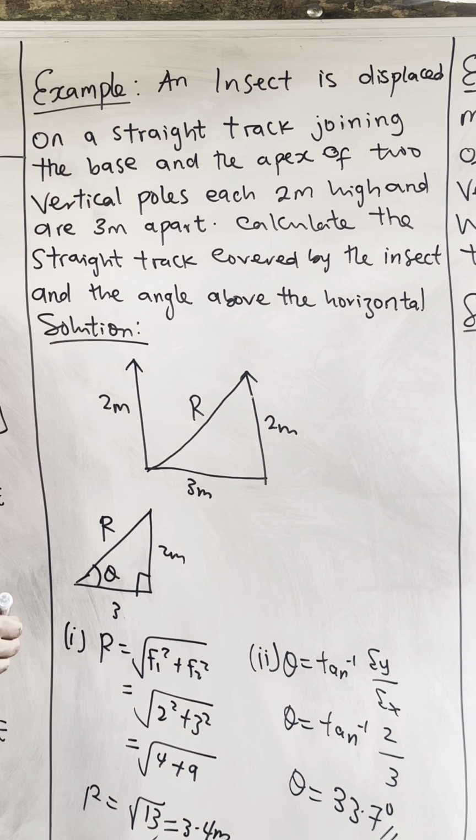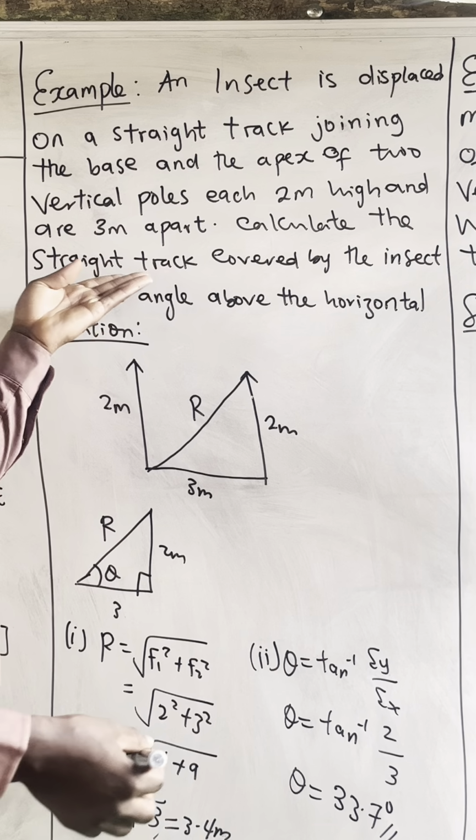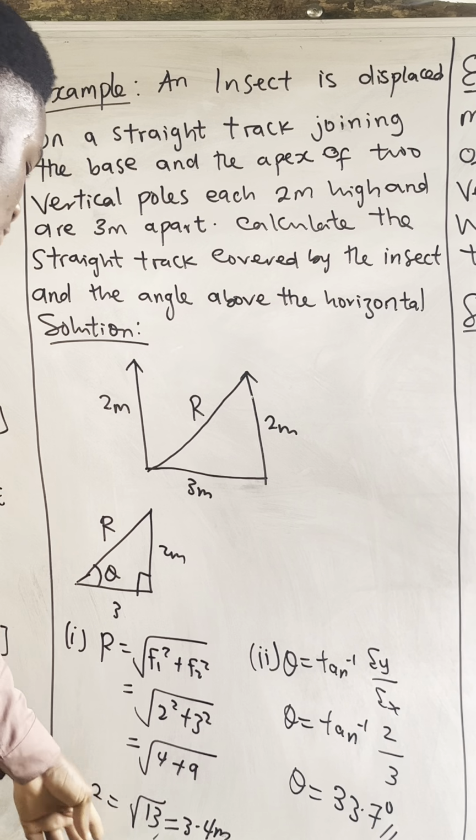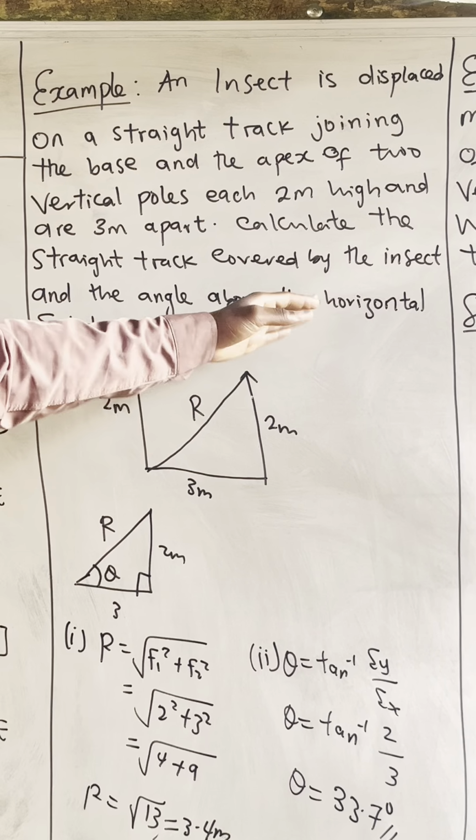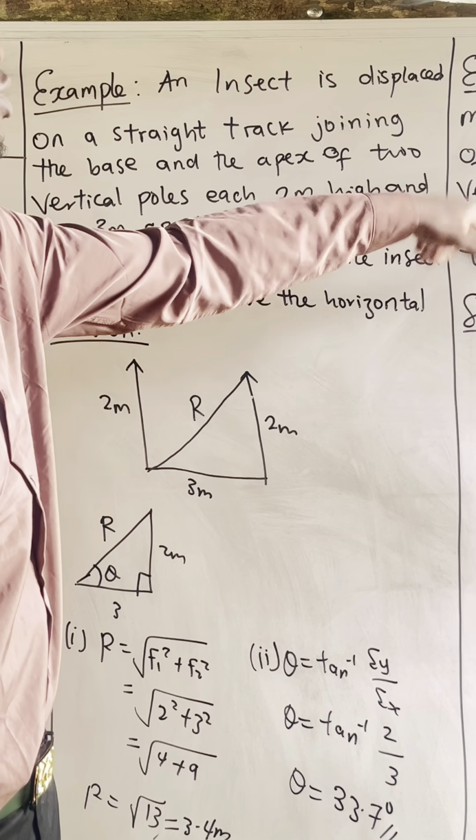So this is the final answer, guys. The straight track covered by the insect, that's the resultant, that's the answer. And the angle above the horizontal is 33.7 degree. Now let's move on to example 2.